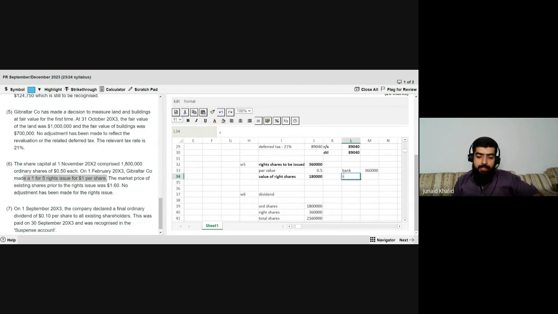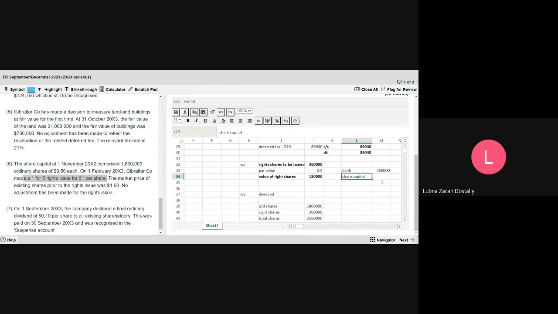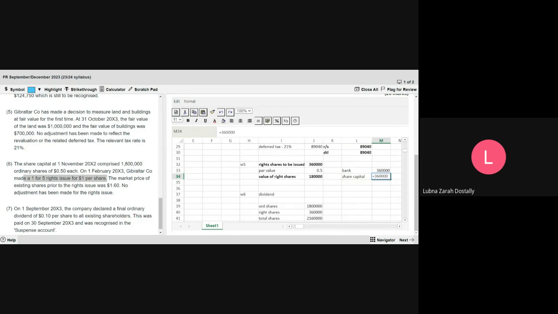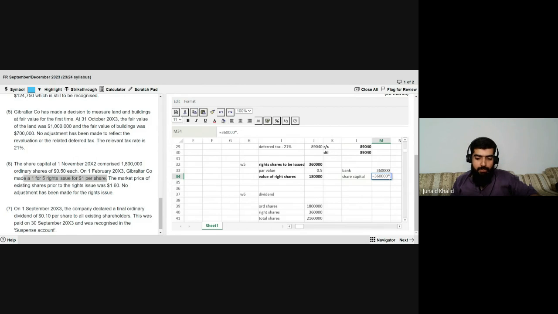And the share capital would be credited. Share capital is always recorded at the par value. The par value is 0.5, and the remaining amount would be the share premium. That is going to be 3,60,000 times 0.5.